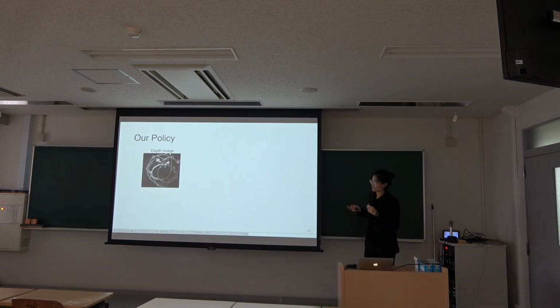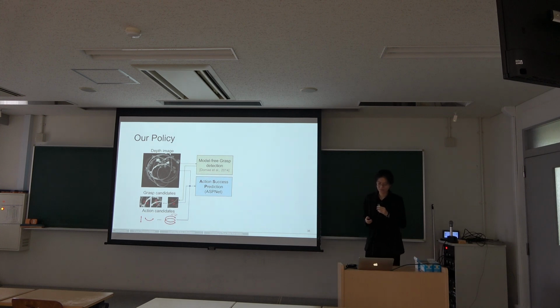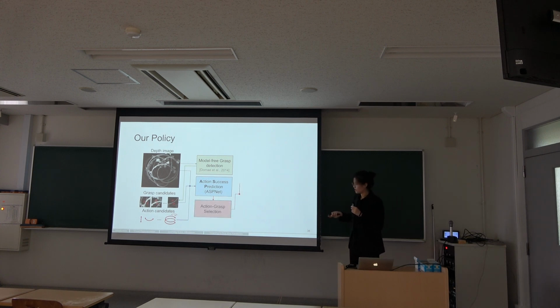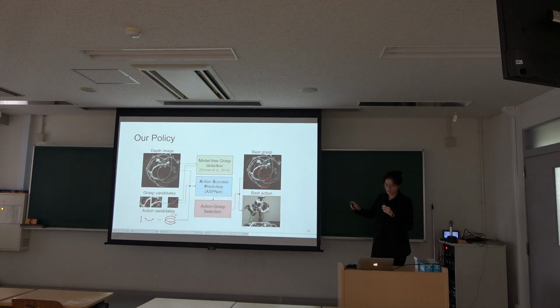So here is how our policy works. Given a depth image of the captured objects, first, the model-free grasp detection module samples a set of collision-free grasp candidates. Then the action success prediction module, ASP-Net, takes the action candidates, the grasp candidates, and the depth image as input, and evaluates the success probability of each action and grasp pair. Finally, the action grasp selection module ranks these grasp-action pairs and outputs the best grasp and the best action.